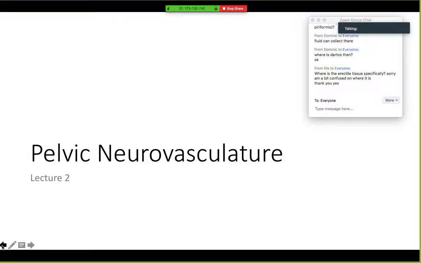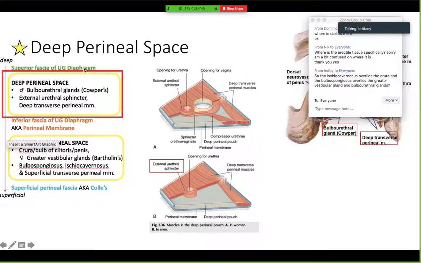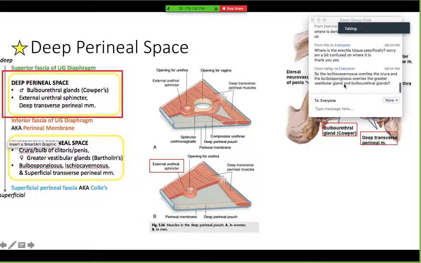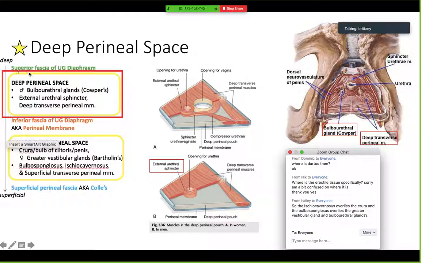Okay. And then superior fascia. Haley, exactly. That's exactly correct. So superior fascia of the UG diaphragm, I didn't give a slide just for this. Not that important. I mean, obviously it's important, but we didn't get any questions specifically about the superior fascia. More important is this inferior fascia and knowing that the erectile tissue is anchored to the perineal membrane. And then, definitely know the superficial perineal fascia is Colles fascia.